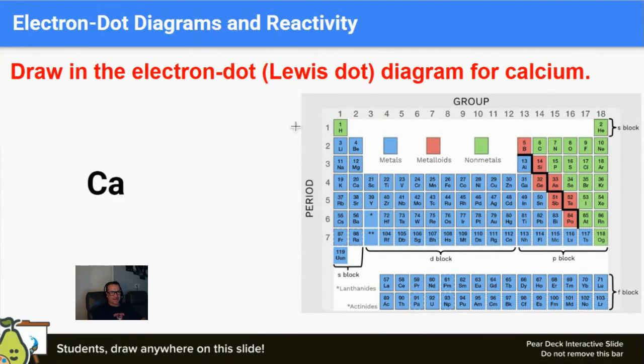All right, so let's see if you got it right. First you have to find calcium in the periodic table. It's located right here in group 2. You can see it's right underneath magnesium. There's your calcium. Since it's in group 2, let me make this a little bigger so you can see the dots. It has two valence electrons. There's your electron dot or Lewis dot diagram for calcium. It shows you how many valence electrons calcium has.